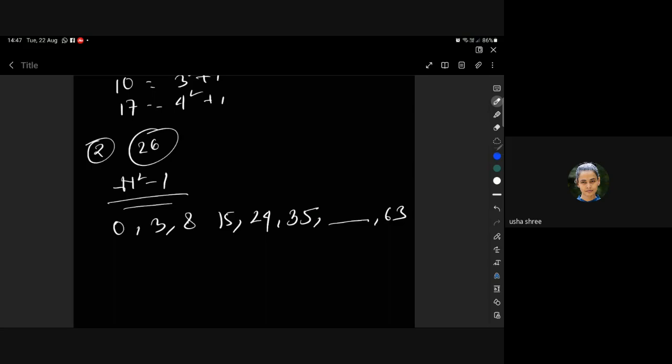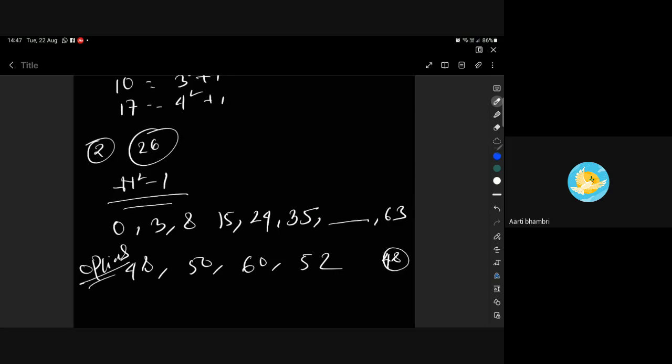Suppose the options are 48, 50, 60, and 52. So one answer is 48. Why is it 48? What is the pattern? It's a pattern of 1, 2, 3.